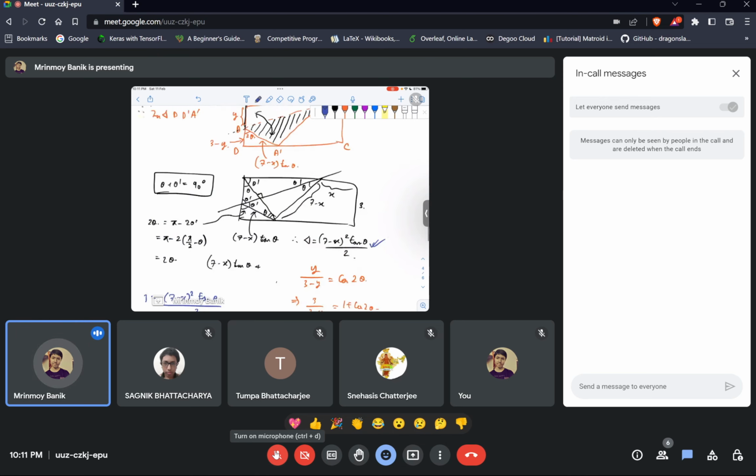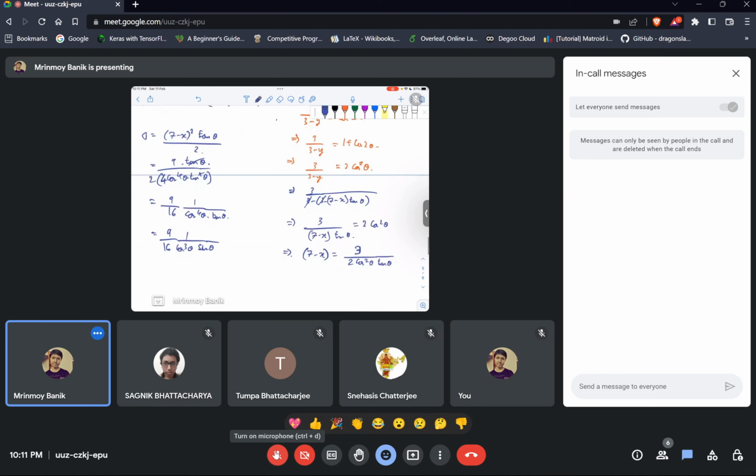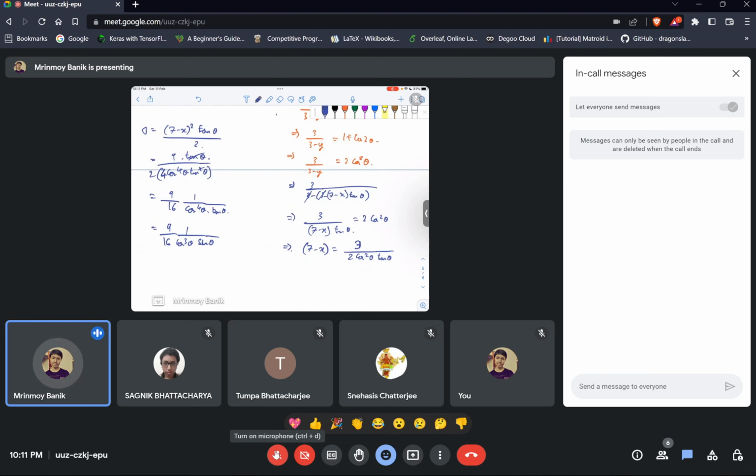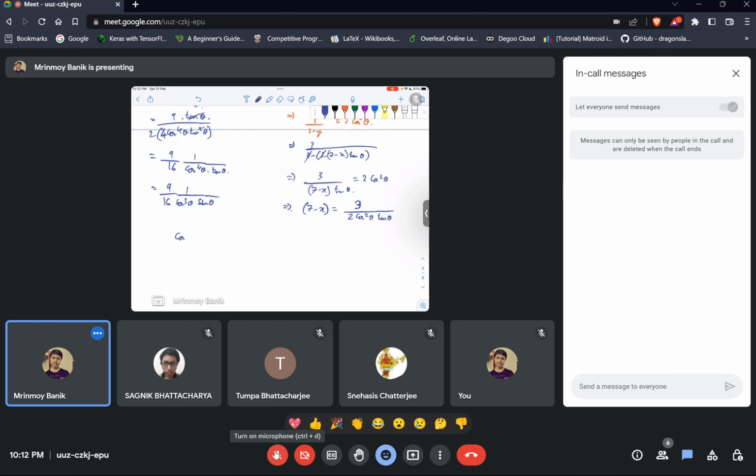You have to find the maximum value, right? Or was it the minimum value? No, the maximum value, right? So how to find the maximum value? To find the maximum value, can we use AM-GM? Let's see.